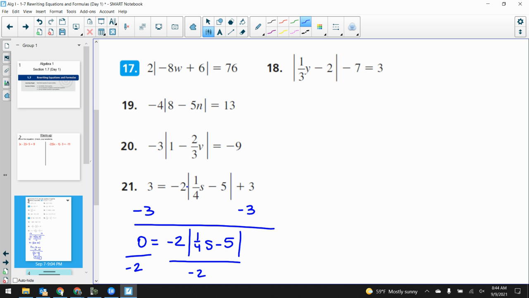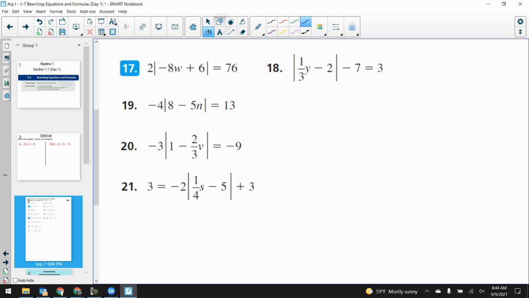Okay, give me one more to go over from this homework assignment. Can we do 20? Sure. Let's go over 20. And I'm going to clear ink and hide 21.